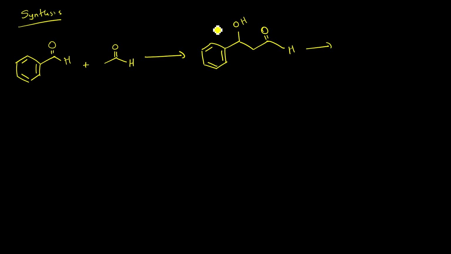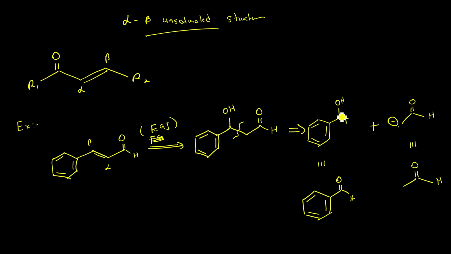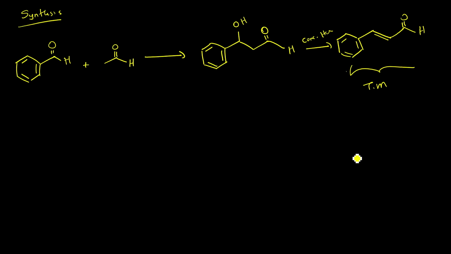Now you can remove the OH group alongside a hydrogen. You can add concentrated H2SO4 and heat the reaction, which will remove the H2O molecule, this OH and one of the hydrogens here. Here you have the target molecule. So this is the alpha beta unsaturated structure. If you have that structure, you can easily follow these steps to do a retrosynthesis analysis. I hope it's fine. It's not that big a deal.